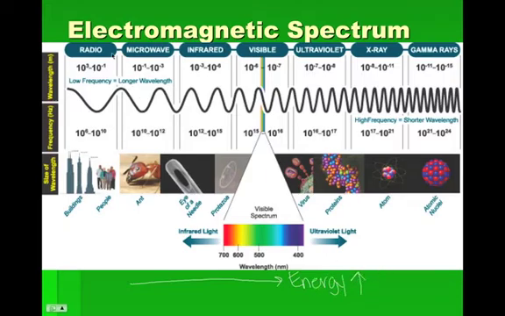And so on this end, you have the radio waves, which are the lowest energy, and they're also the biggest waves. You can see here, radio waves range from 10 to the 3rd meters. Think about that for a second. What is 10 to the 3rd? That's right, it's 1,000. So 1,000 meters. So radio waves are huge.